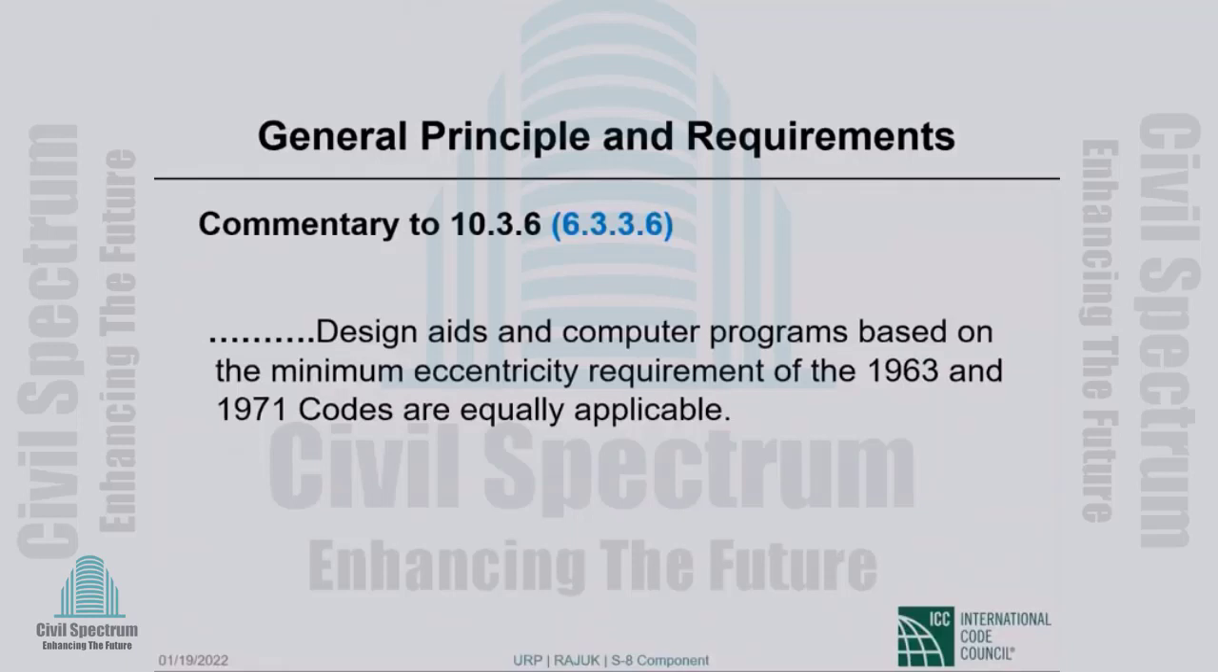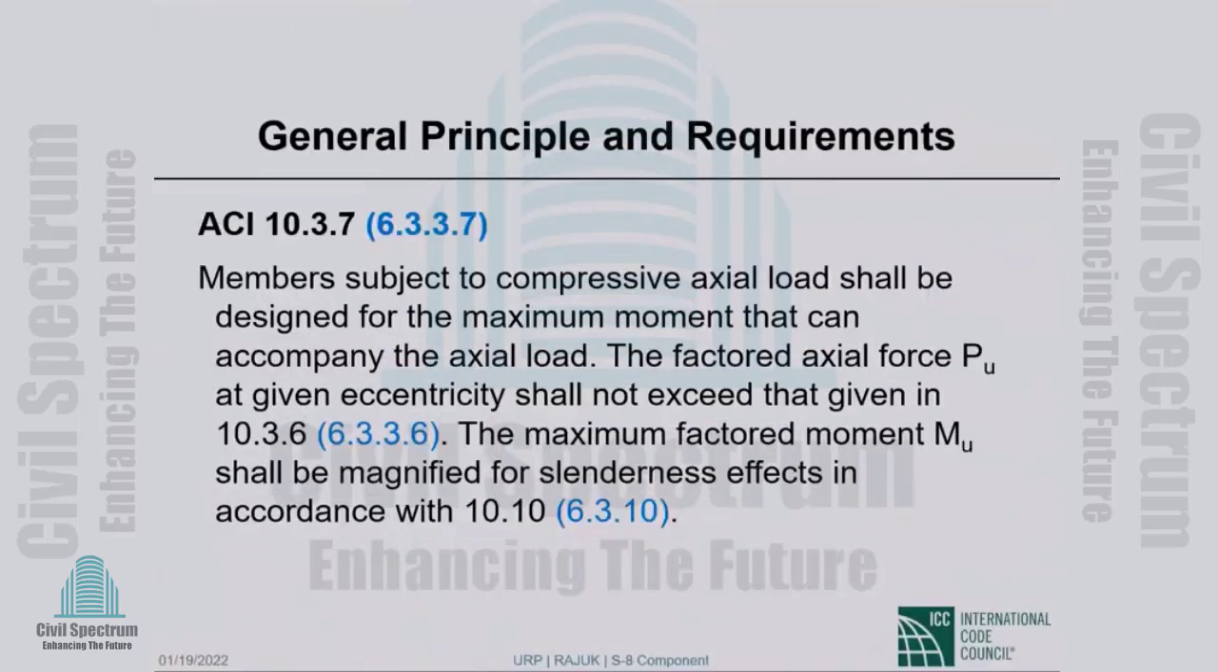Design aids, and so we carried this up until 2008, maybe beyond. Design aids and computer programs based on the minimum eccentricity requirements of the '63 and '71 codes are equally applicable. So instead of taking the 0.85 and 0.80 reductions, you are fully allowed to use accidental eccentricities of 5% of column dimension and 10% of column dimension. That is still allowed. You will get the same result, or very similar result.